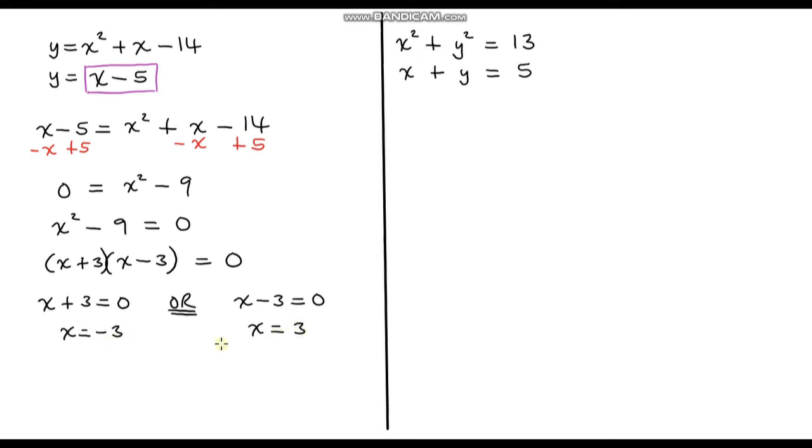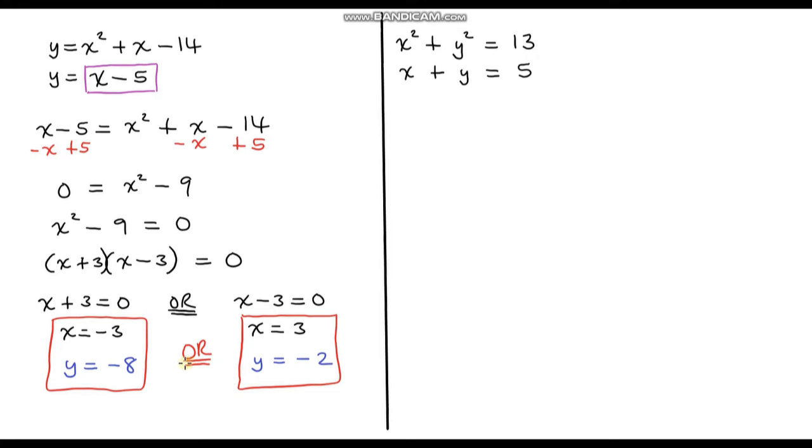So now we have our values for x, we can substitute this into our linear equation. Always choose the linear one, it's obviously going to be much easier. So what are our values for y? Well, when x equals negative 3, it's going to be negative 3 minus 5, which is negative 8. Or when x equals 3, we're going to have 3 minus 5, which is negative 2. So our two solutions are x equals negative 3 and y equals negative 8, or x equals 3 and y equals negative 2.